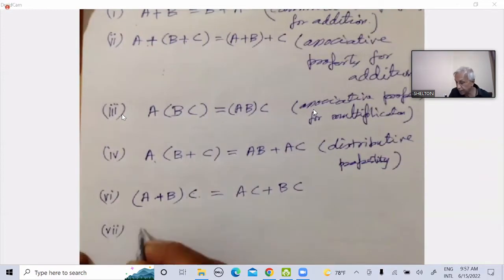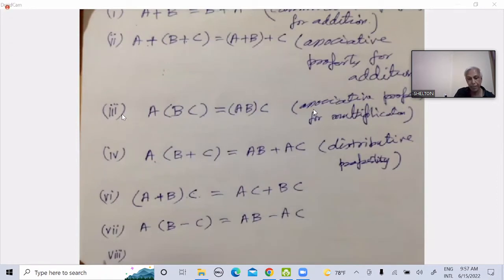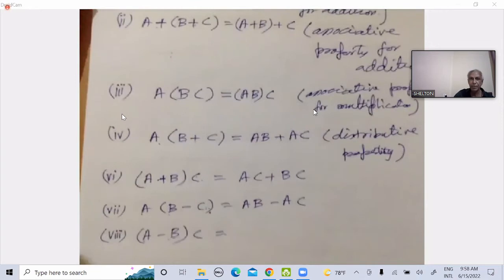Seventh, A times (B minus C), subtraction: AB minus AC. Eighth property, (A minus B) times C. Now this A and this B are different. Here the compatibility condition should be between A and B minus C. B and C must be of the same size, and the number of columns of A must be equal to the number of rows of B minus C. Here A and B must be of the same size, and we put C there.